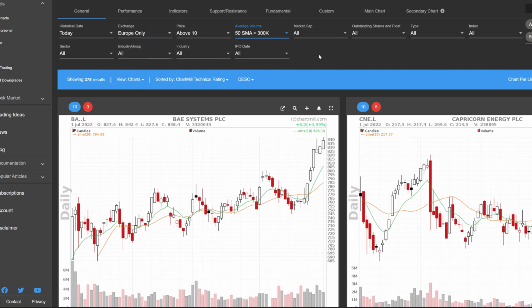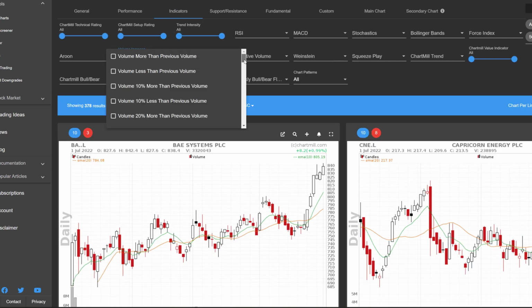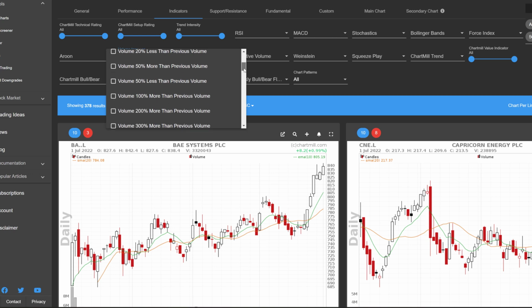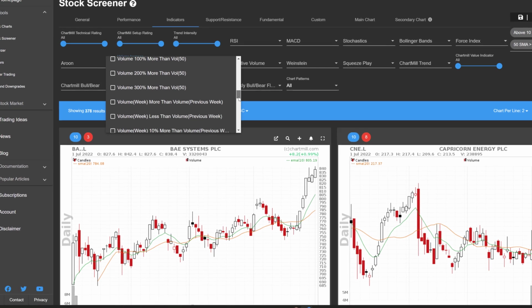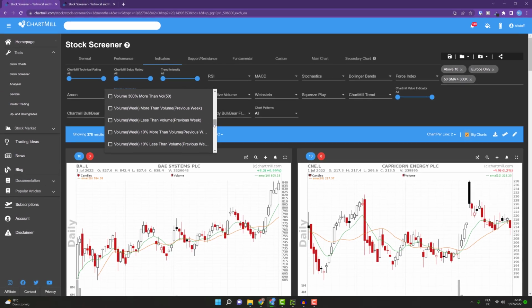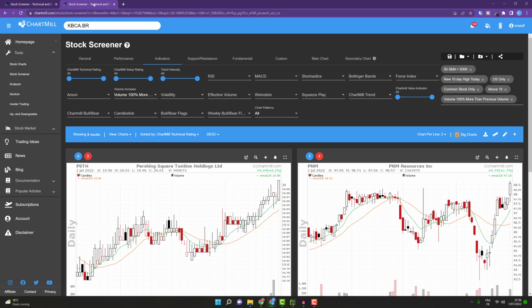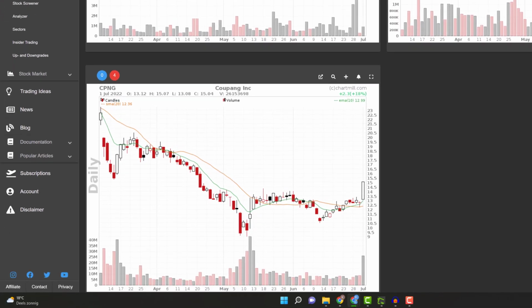However, the most interesting filter in the screener is located on the Indicators tab where, via the Volume Increase option, you have a lot of possibilities to search for stocks whose volume has increased or decreased substantially compared to the previous trading day or compared to the average volume. This filter is ideal for finding breakout setups associated with strongly increased volume. For example, this filter will look for stocks that break out above their 10-day high and where the volume is more than double the previous day's volume.